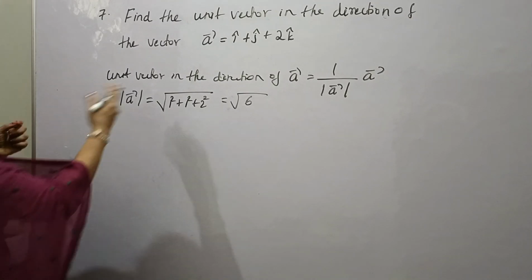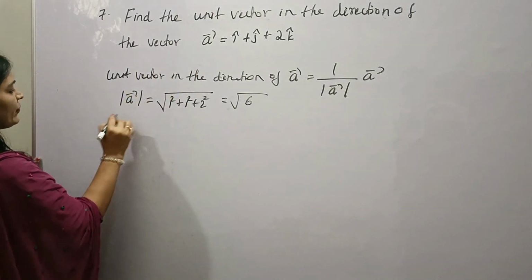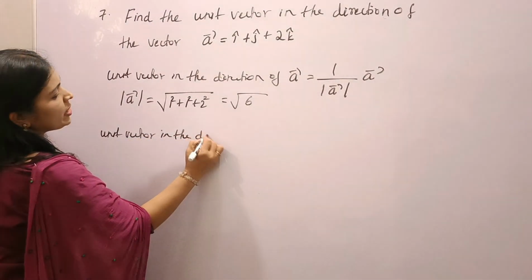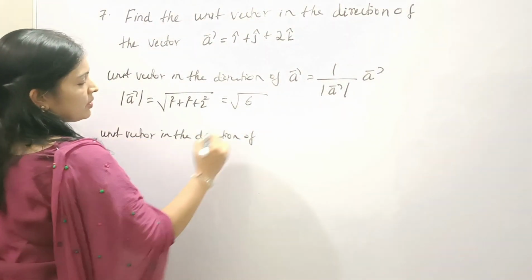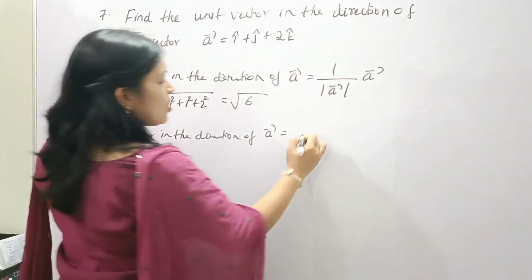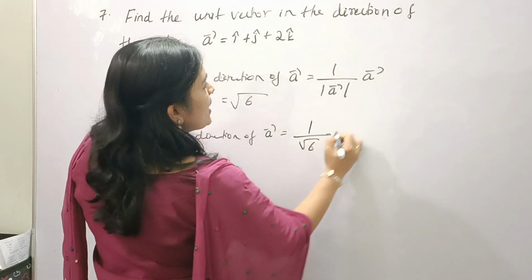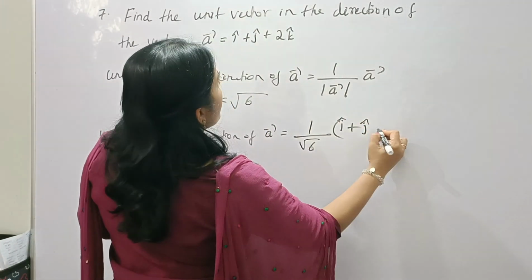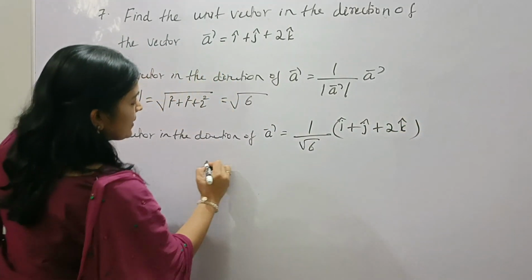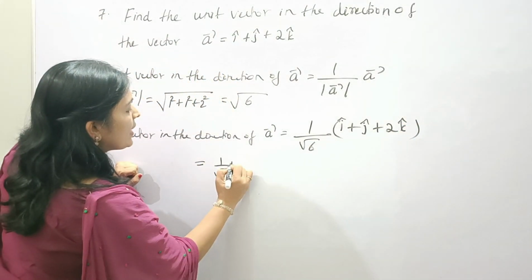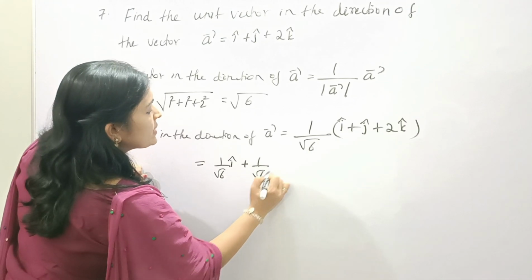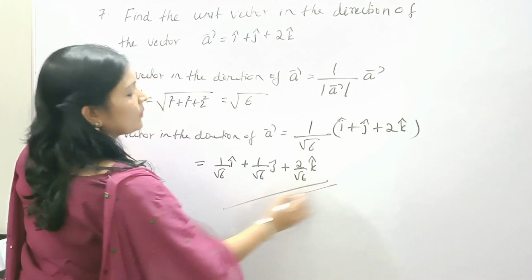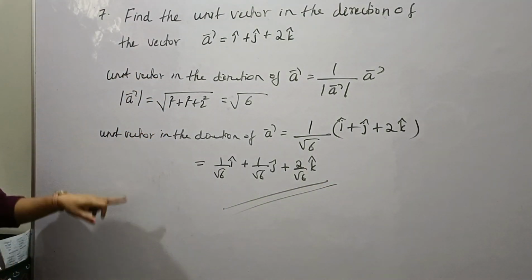Then let's write the unit vector in the direction of the given vector. Unit vector in the direction of vector A is equal to 1 by root 6 into vector A, which is i plus j plus 2k. That is 1 by root 6 i plus 1 by root 6 j plus 2 by root 6 k. It is the unit vector in the direction of the given vector.